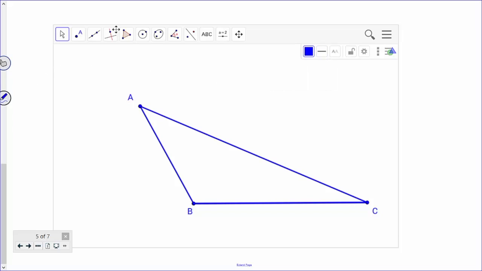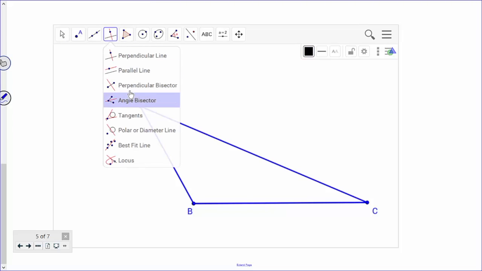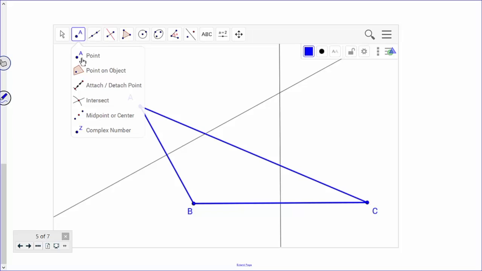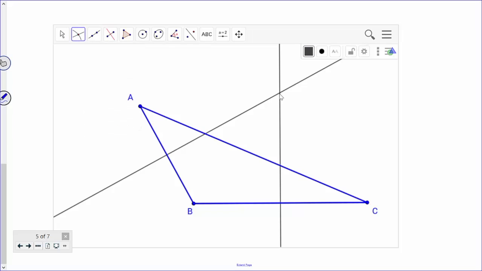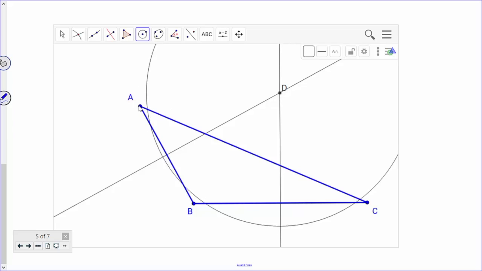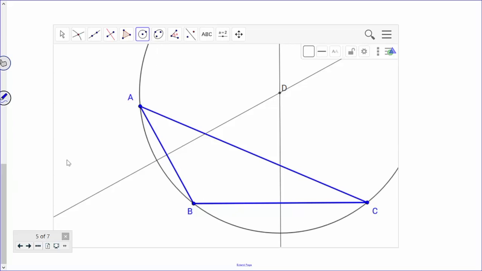There we go. And remember, what essentially I do is I go in and I construct the perpendicular bisector of a segment like so and like so, and then I find their intersection point like so. That's now my circumcenter, and now I can draw a circle with a center and a point, and there's my circumcircle. Boy, that was a lot faster, wasn't it?